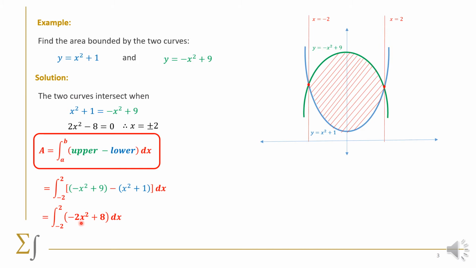We integrate x squared with respect to x. It is x cubed over 3, and we integrate 8 with respect to x. So we get 8x. And we put our limits from minus 2 to 2, and I leave the rest for you to do on your own so that you get the numerical value of the area under consideration.